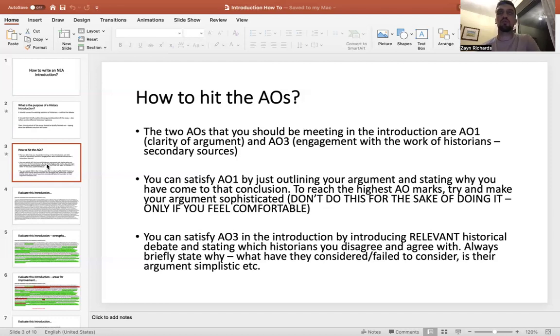So if we carry on with the cause of the Russian Revolution example, you should be saying, well, this essay is going to take strongly the view that it was actually World War I that caused the Russian Revolution, because in 1913, the Tsar, on the eve of war, was actually the closest he had been to his people for 20 years. And the only turning point between 1913 and 1917 was the failure of Russia in World War I. Okay, so that would be a clear rationale. And you then would need to outline how you're going to prove that and what your different sections are going to be. To reach the highest AO marks, try and make your argument sophisticated, okay? Now, don't do this for the sake of doing it, okay? Only if you feel comfortable doing this.